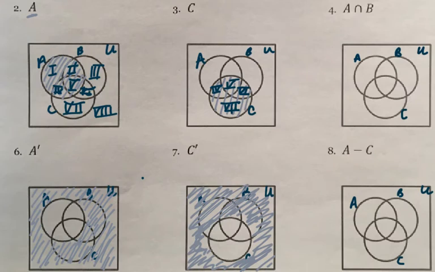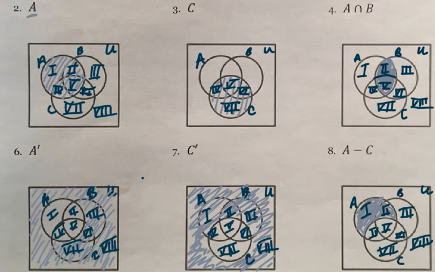Number 4, A intersect B. That is the set of elements that are both in A and in B. And then A minus C is A subtract all the elements that are in C. So that means that the overlap between A and C is not included, but everything else in A is. So that's that right there.